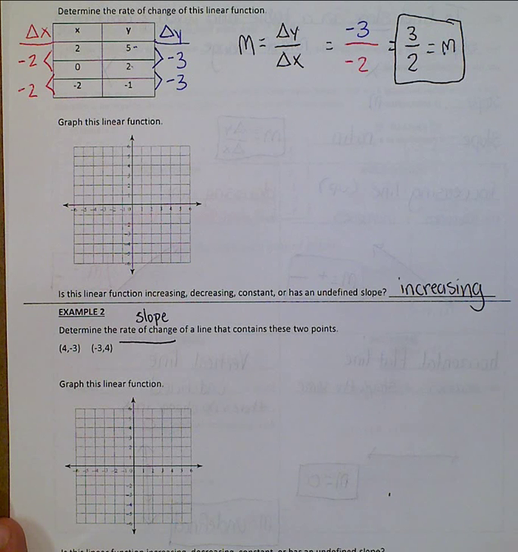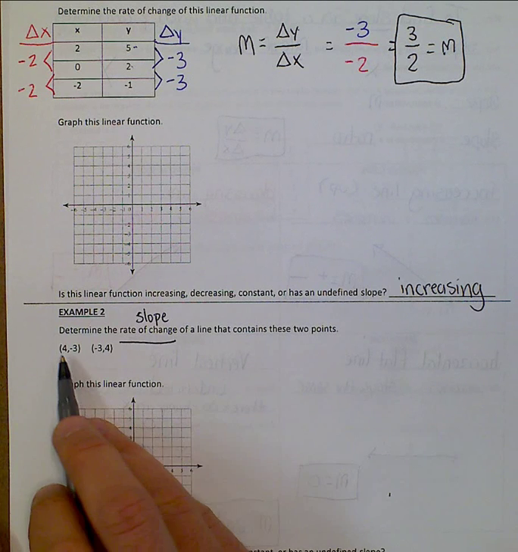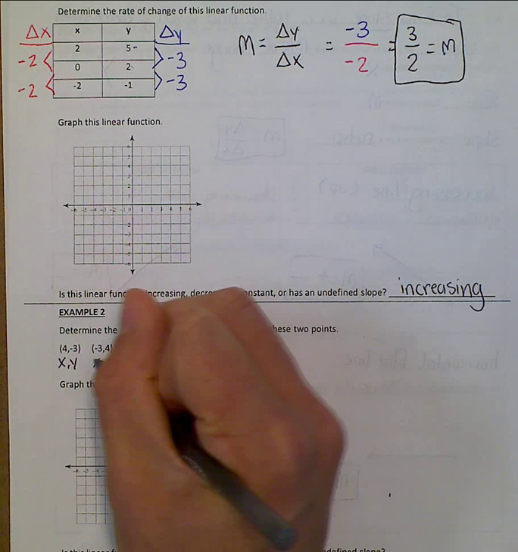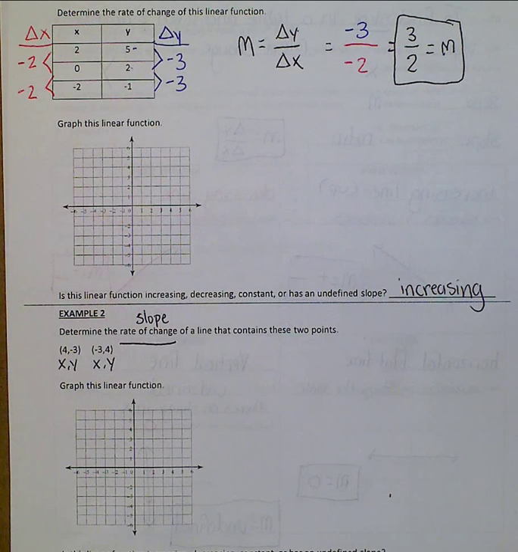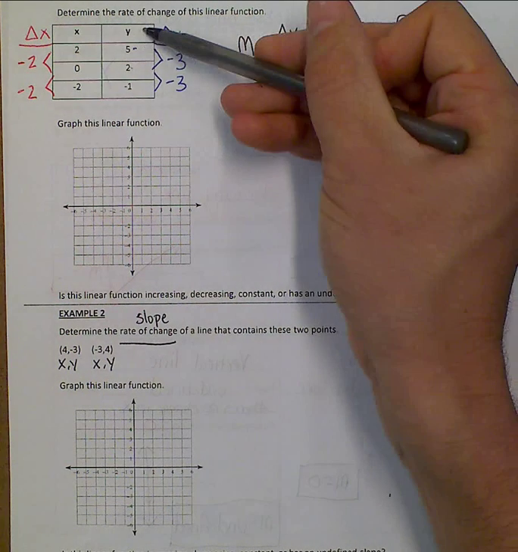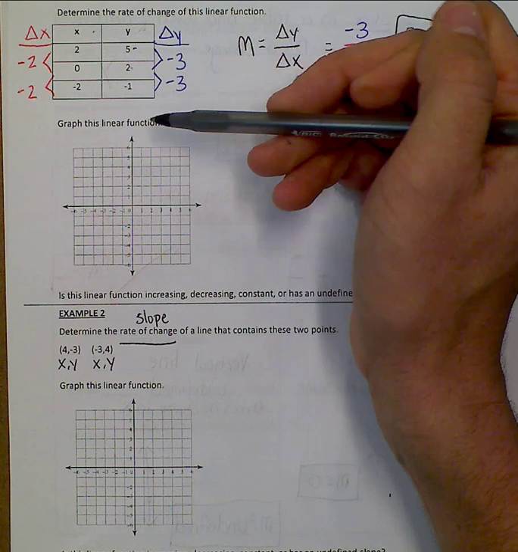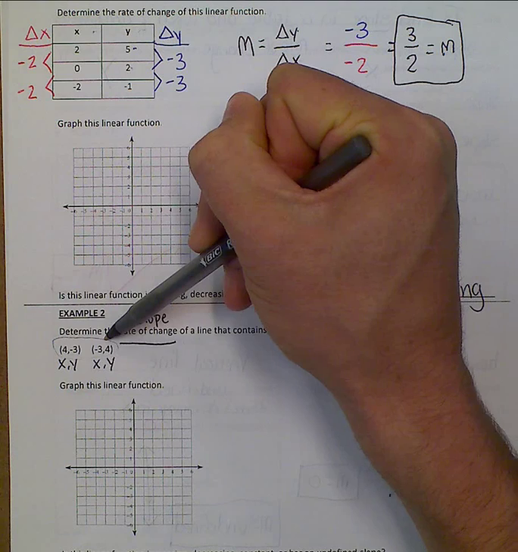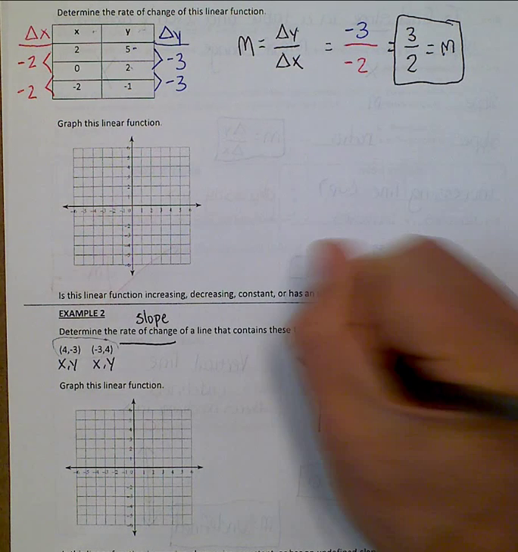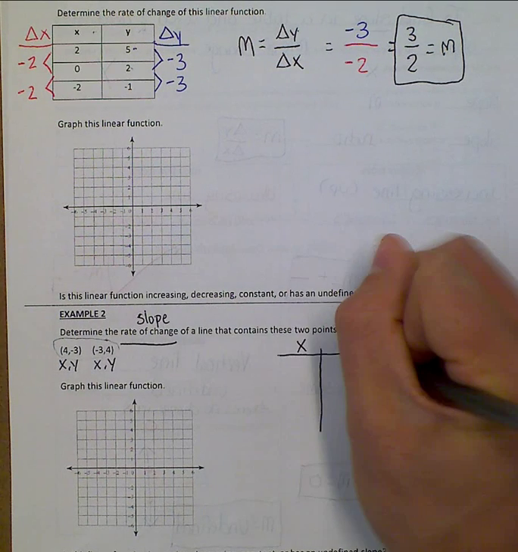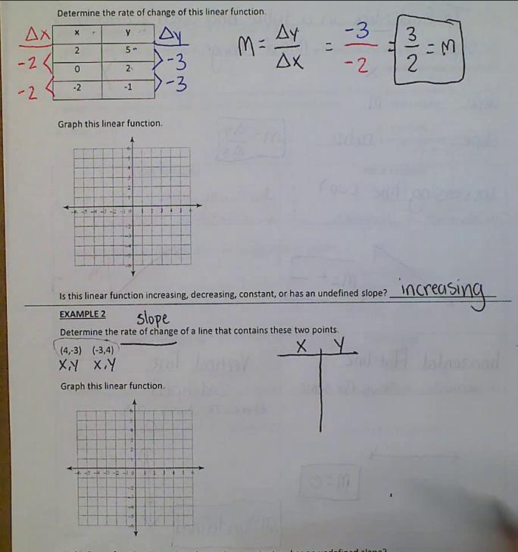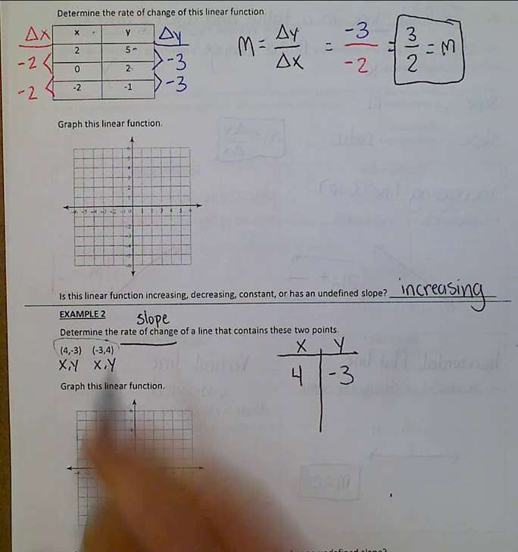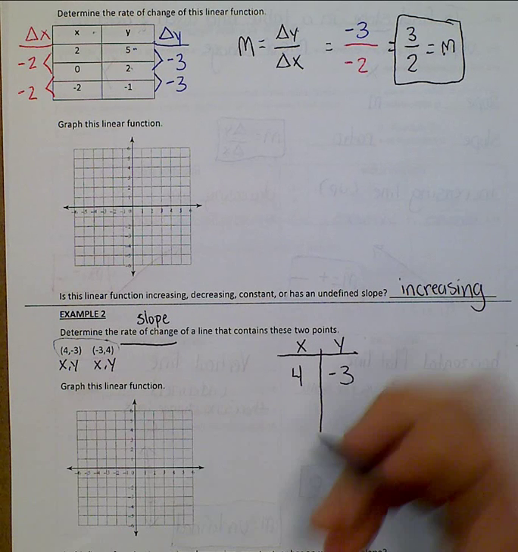And the only thing I need to tell you or remind you of is these coordinates are made up of an x value and a y. An x value and a y. And look at tables. They're made up of x values and y values. So we can actually just make a table from these 2 coordinates. First coordinate was 4, -3. The second coordinate was -3, 4.